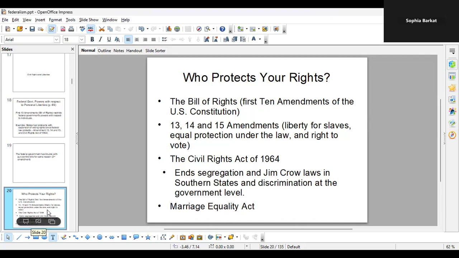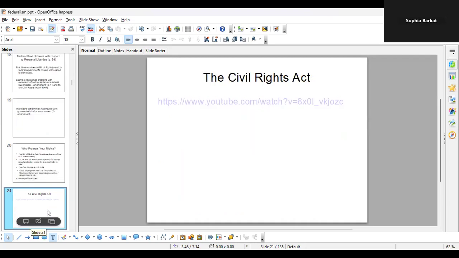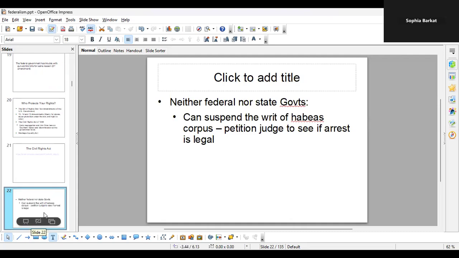So the federal government passes the Civil Rights Act of 1964, which ends segregation in the South and Jim Crow laws. Jim Crow laws are laws that apply only to Black people, right? To create barriers for equal protection under the law, equal access to resources, etc. Then the Marriage Equality Act. This is one that protects different kinds of marriages, who can marry, who has the right to marry, things like that. Let's look at something else. For the Civil Rights Act, there are videos here, you can look online and look at what happened, and then let's look at some other things.